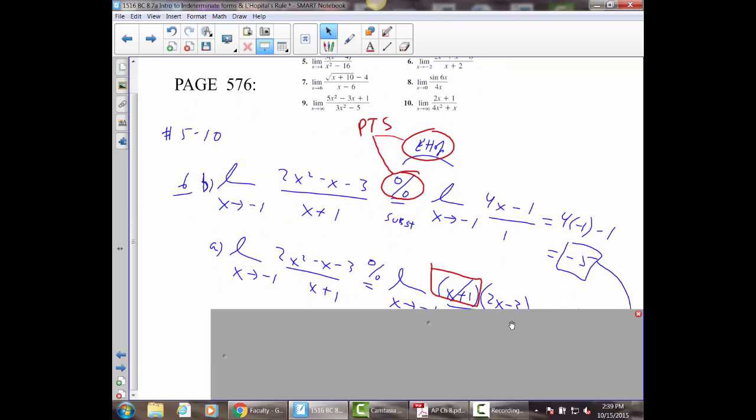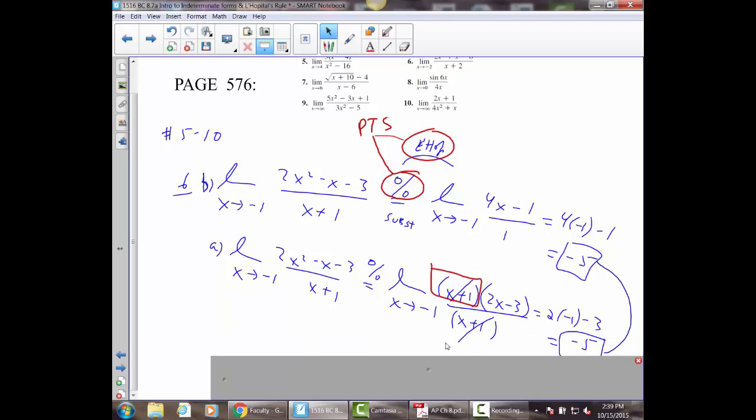The old-fashioned way of doing it, which is how we did it last year before we learned L'Hopital's, is you plug it in, you get 0 over 0. You factor. And remember, if you plugged in negative 1 and got 0 on the top, it had to have a factor of x plus 1. Those factors cancel. You substitute, you'll notice you get the exact same answer.